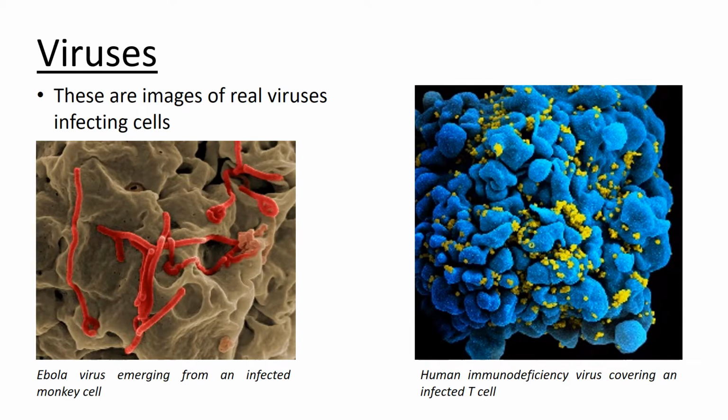In the image on the left, the brown represents a host cell. It's from a monkey. And the red is a virus called the Ebola virus emerging from that cell. So that cell has died, and the red represents the virus emerging from the cell. In the image on the right, the blue is the cell, and the yellow is the virus. But this isn't just any old virus. This is human immunodeficiency virus. This is HIV, the virus that causes AIDS. And so this is a human cell being destroyed by HIV.